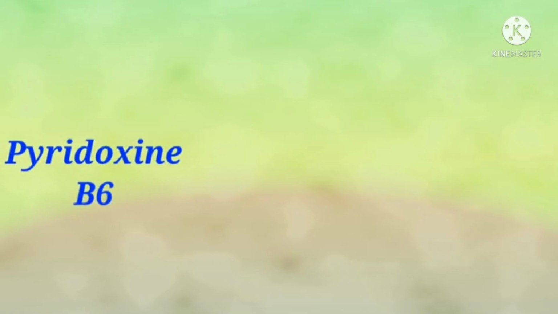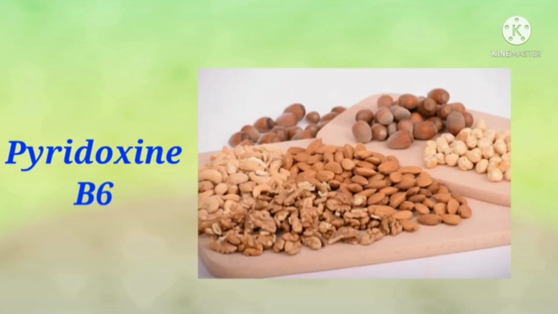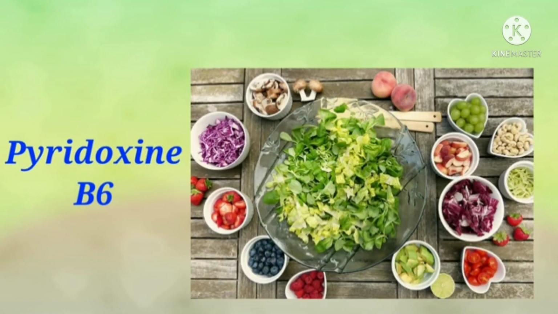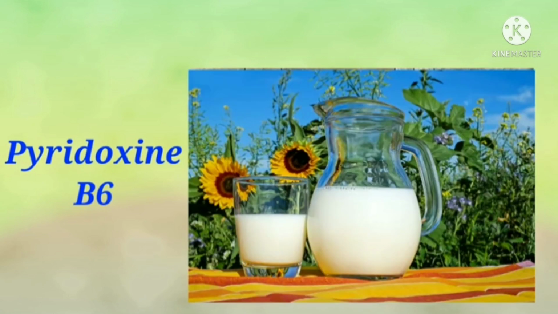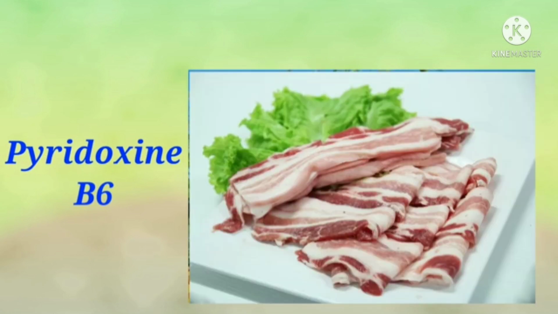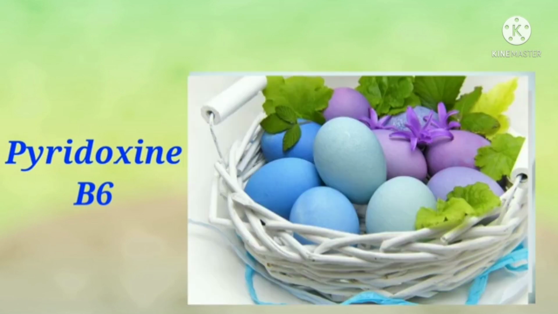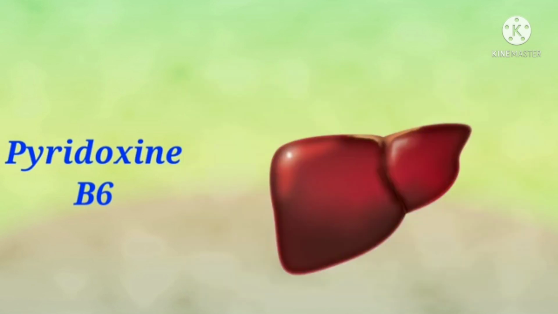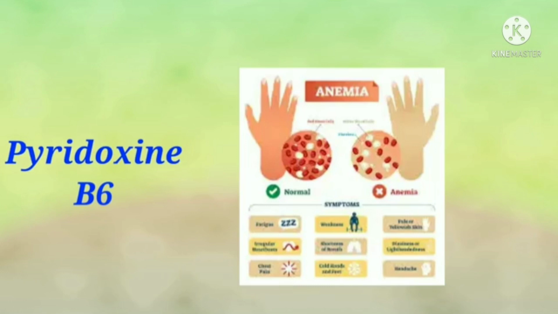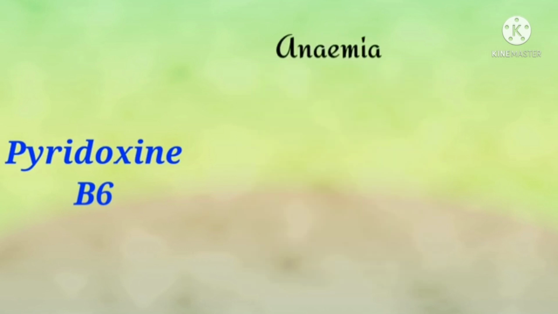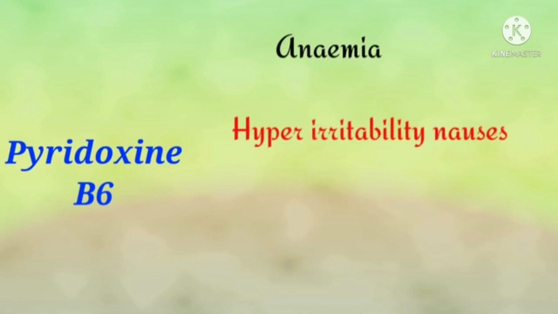Pyridoxine. This vitamin is found in cereals, oil seeds, vegetables, milk, meat, fish, eggs, liver, etc. The absence of pyridoxine vitamin causes anemia. The symptoms of anemia are hyper irritability, nausea, vomiting, and fits.